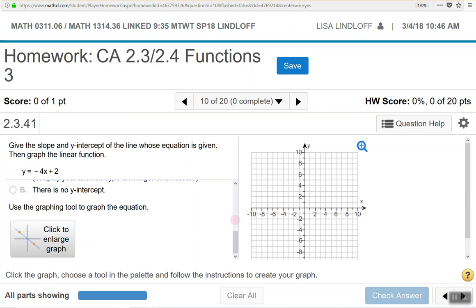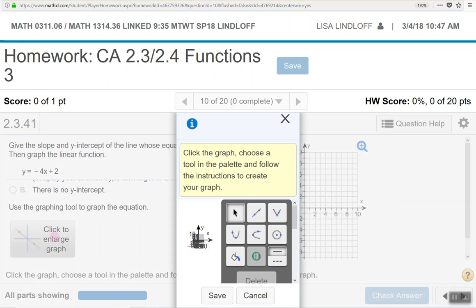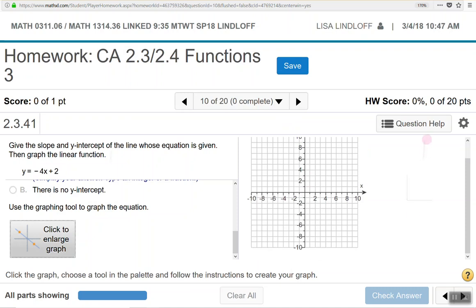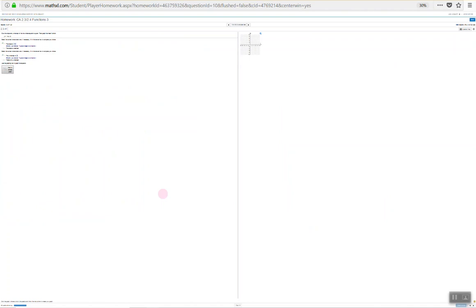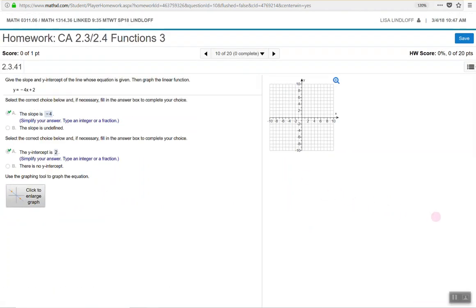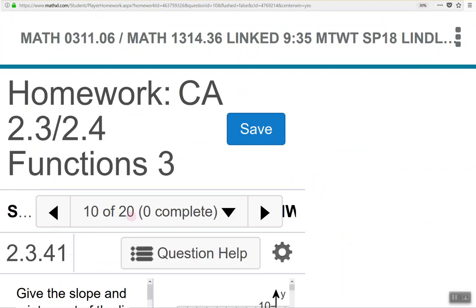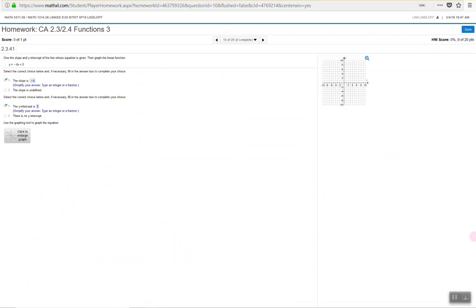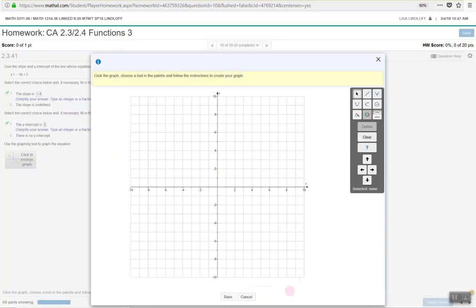So now I want to graph it. So I'll enlarge the graph. Well, maybe I won't. I'll just use this. This is a little bit on the crazy side right now. All right, I was finally able to get it a good size.